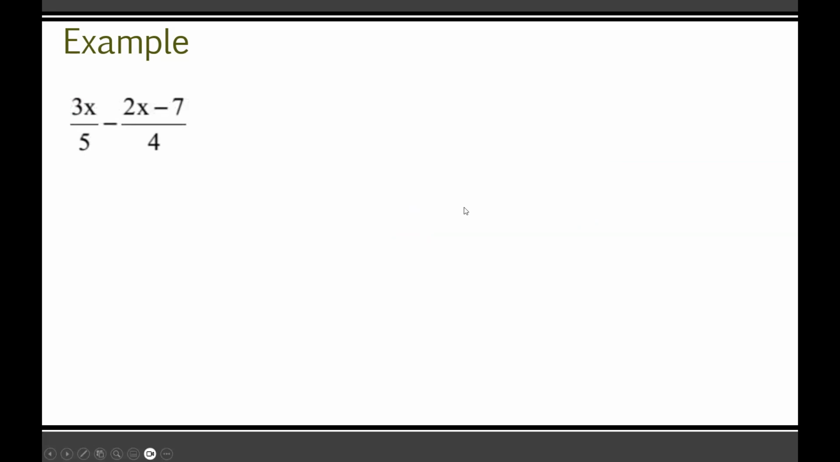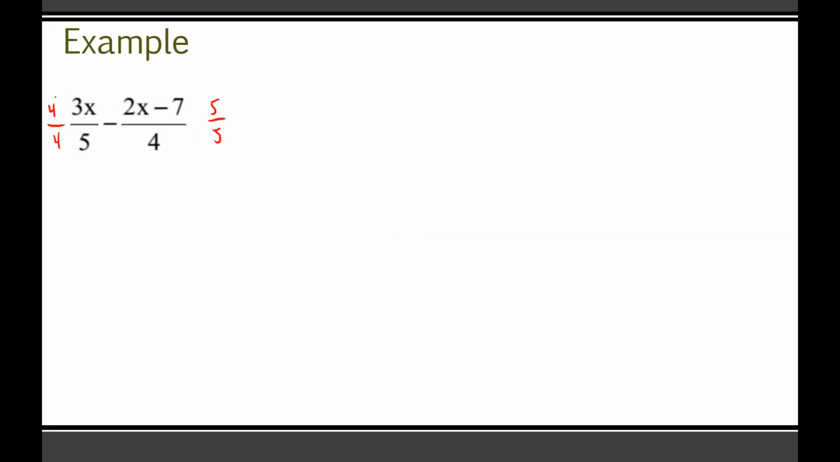Next question. 3x over 5 minus 2x minus 7 over 4. This one's kind of similar to the last one. We just have numbers in the denominator. So in order to get those numbers going, let's just find a lowest common denominator. I think we straight up just have to multiply by the other one's denominator here. So it's going to be 4 over 4 on this one and 5 over 5 on this one.